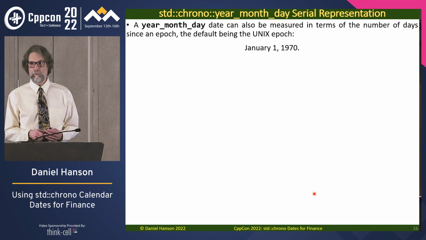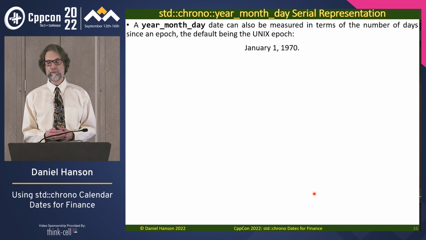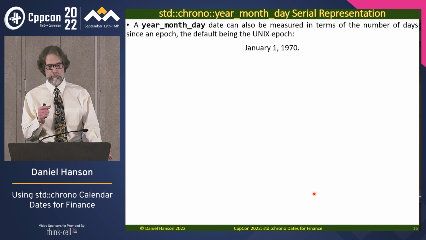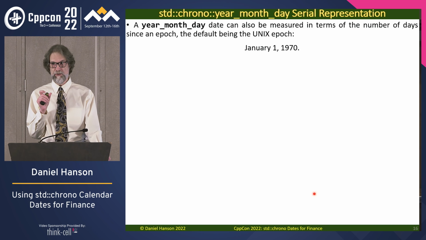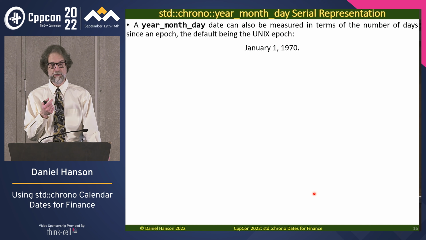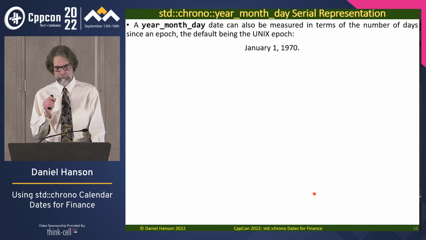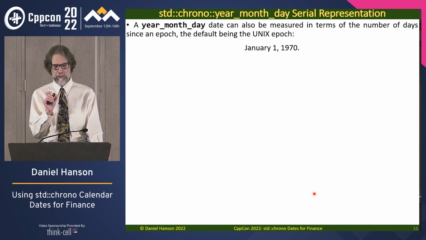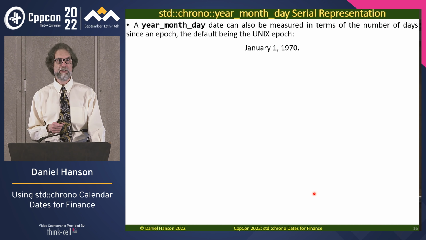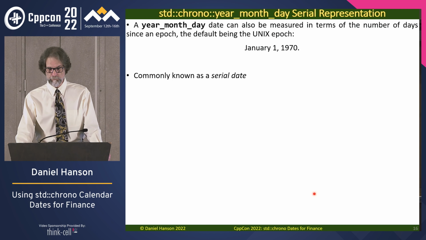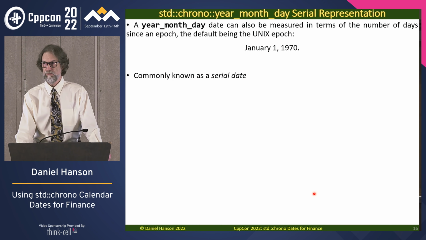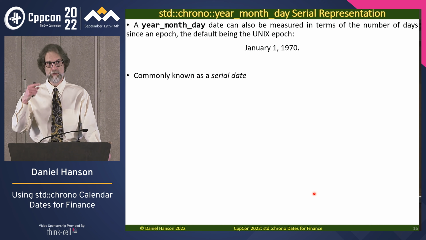Okay, another thing that's important though, well, you probably understand this by now, is that we are going to need integer values that are associated with the dates so that we can compute the day count adjusted year fractions. In std::chrono, the way this works is the dates are measured relative to the Unix epoch, January 1st, 1970. This is commonly known as a serial date. You may be familiar with this if you've used Excel, where the epoch is January 1st, 1900, and then it just goes 1, 2, 3, 4, and so forth.